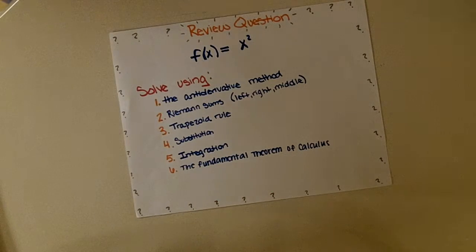And for our review question, it is f of x equals x squared. And we have to solve using the antiderivative, Riemann sums, trapezoid rule, substitution, integration, and the fundamental theorem of calculus.